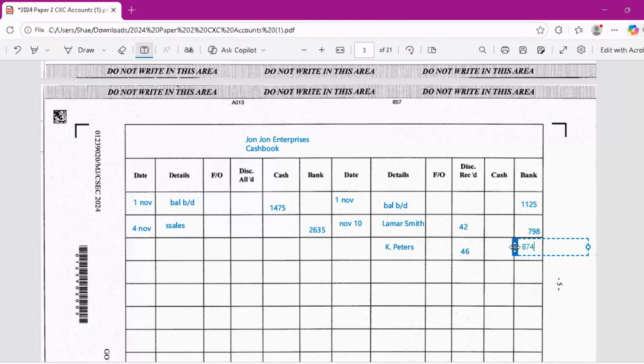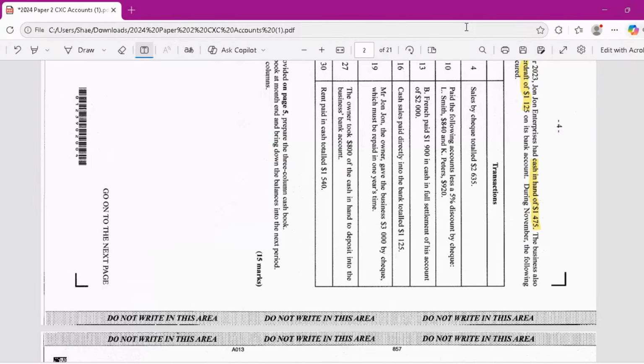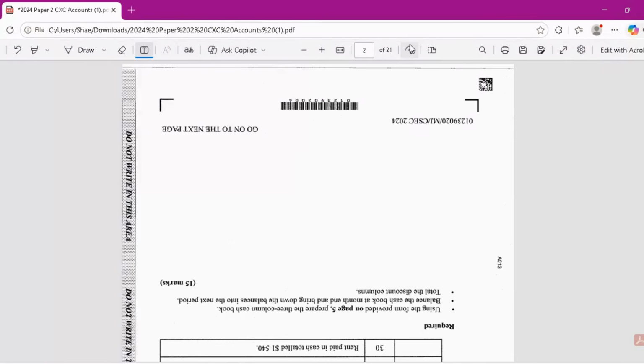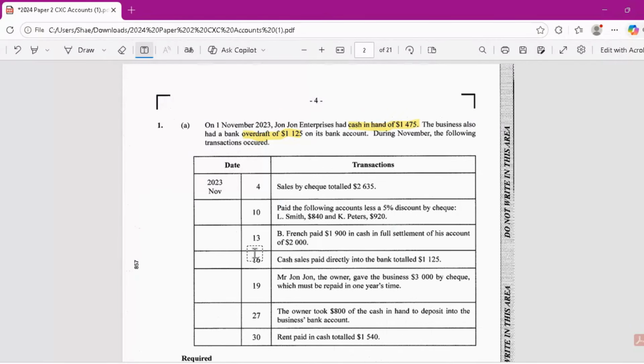Then we go on to the next item in our table. The 13th, B French paid $1,900 in cash in full settlement of his account of $2,000. So here a customer paid us, but they paid us less than how much they owe us.